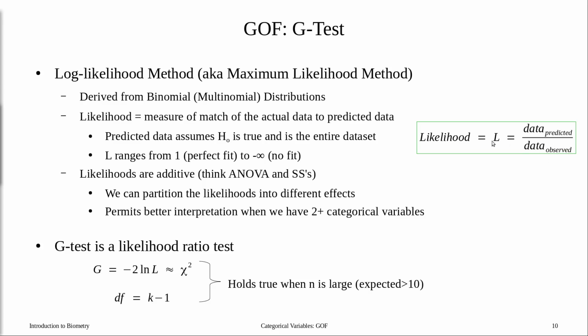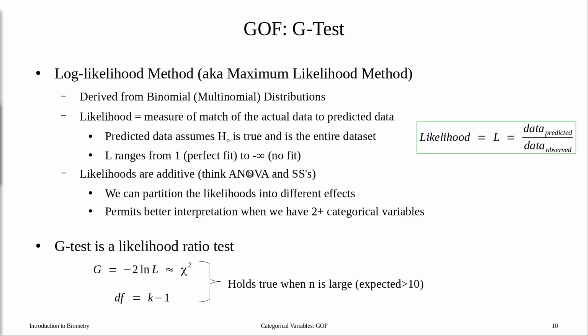The difference just comes down to whether this likelihood is a negative value or a positive value. Likelihood is a measure of how well our actual data matches predicted data. Our predicted data assumes that the null hypothesis is true. So our likelihood is going to range from 1 all the way down to negative infinity, if we have it set up like this. 1 would represent a perfect fit. Negative infinity means that there is no fit whatsoever.